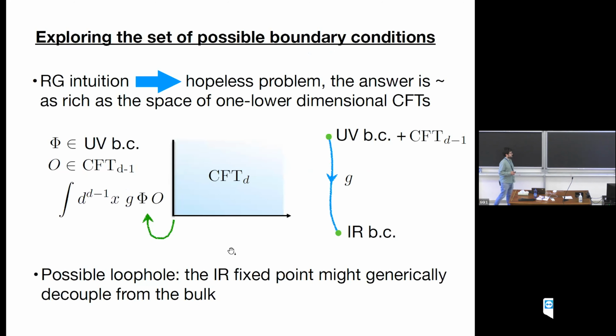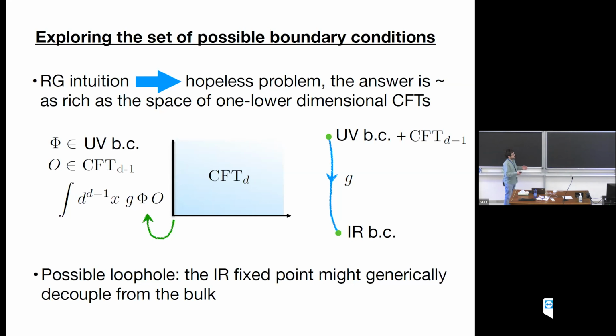So in this problem of exploring the set of possible boundary conditions, on one hand, if we use RG intuition, this seems to be a very hard, almost hopeless problem, because suppose we start with our bulk CFT and we fix some initial boundary condition, then it seems that we can generate new ones by just adding some local sector now living on the boundary, some additional degrees of freedom, and for instance, coupling some operator of the UV boundary condition to some operator of the local sector.